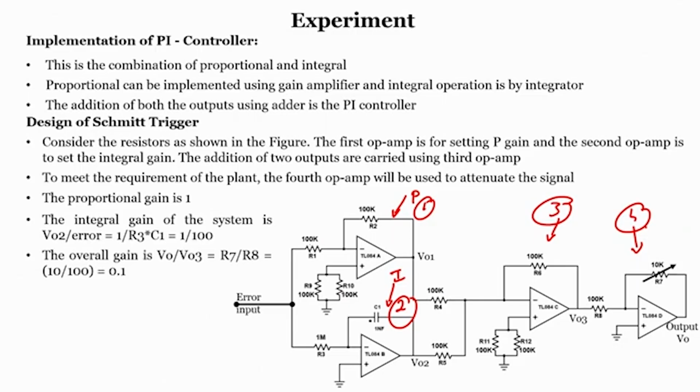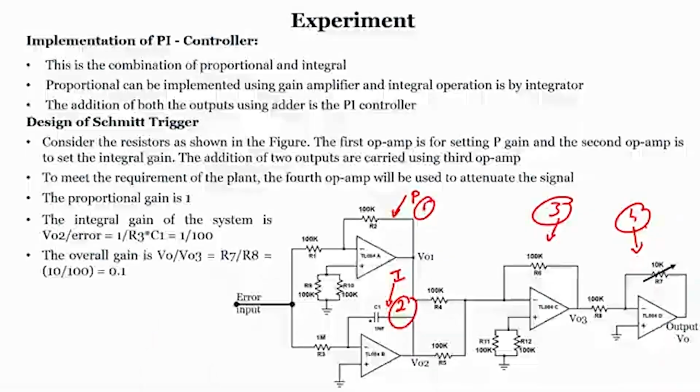Now, you can see 100 by 100 is 1. The integral gain of the system is VO2 by error, so 1 by R3 into C1, which is 1 by 100. The overall gain is VO by VO3, and it is nothing but R7 by R8, which is 10 by 100, which is equal to 0.1.